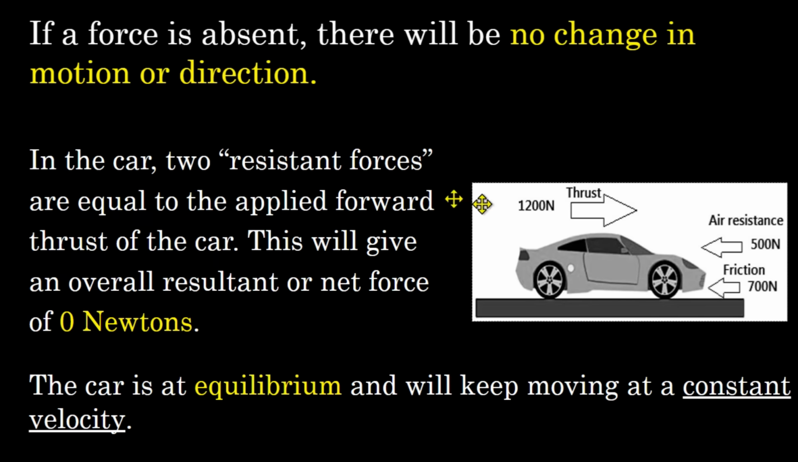In this diagram to the right, the 2 resistant forces on the car, 500 and 700, the sum of that is 1200. And since the thrust is also 1200 forward, that means if you were to add all the vectors together, you will get a net force of 0. This does not mean that the car will stop. It means that the car is at equilibrium and the car will keep moving at a constant velocity. Now remember, no force means no change in motion. It will keep doing what it was doing before.